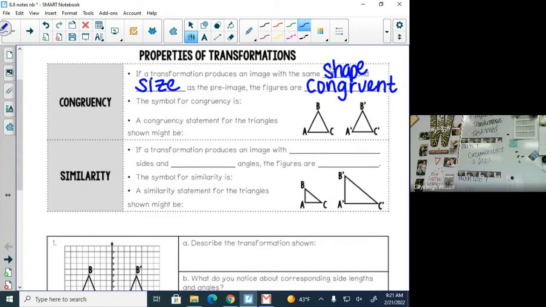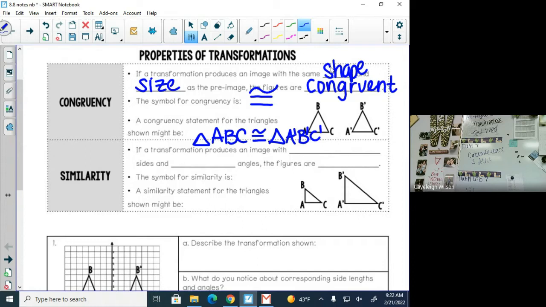One thing that you need to know, and this symbol is important, is the congruency symbol. That symbol is an equal sign with a little squiggle at the top, and it means two figures are congruent. So a congruency statement for the triangle shown might be that triangle ABC is congruent to triangle A prime, B prime, C prime. So that's how you would write a statement showing that those two figures are congruent. The little triangle symbol means it's a triangle, obviously. And then the equal sign with the squiggle on top means that they're congruent, that they're still of equal size and shape.